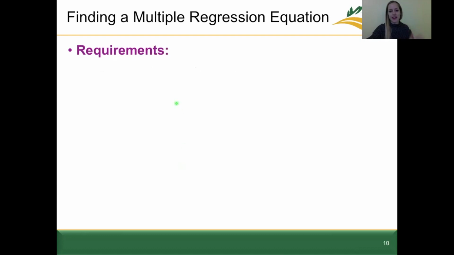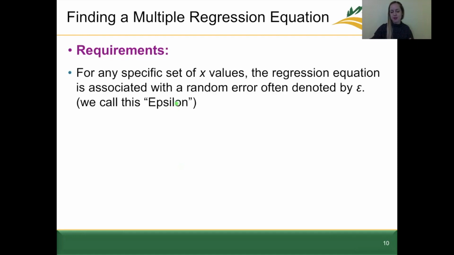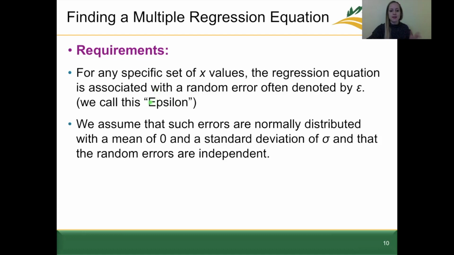Now for some requirements in finding a multiple regression equation. This first one isn't necessarily a requirement, but it's something to keep in mind. So for any specific set of x values, the regression equation is associated with a random error that we call epsilon. As we've seen with statistics, we know that every data set comes with at least some amount of error. There is definitely no perfect data set. Within this error, though, for a multiple regression equation, what we can do is assume that such errors are normally distributed with a mean of zero and a standard deviation of sigma, and that the random errors are independent. This meaning of independent here means we have some error for some pair of data, but then that error does not impact the error in the rest of the data.